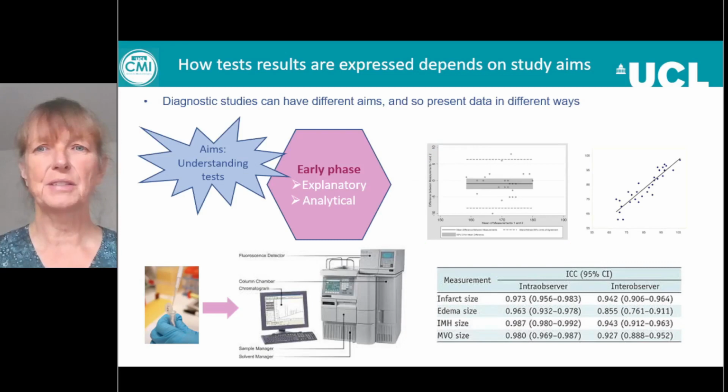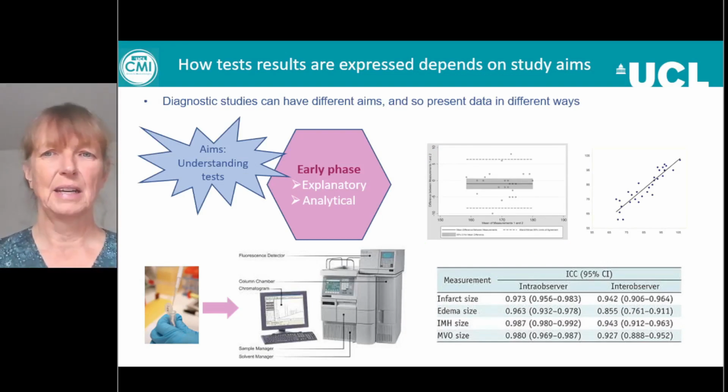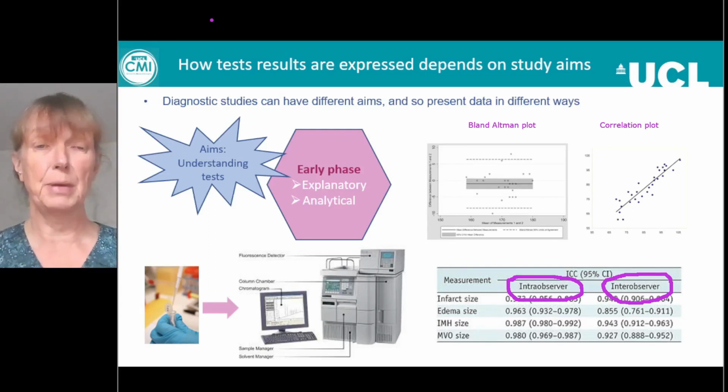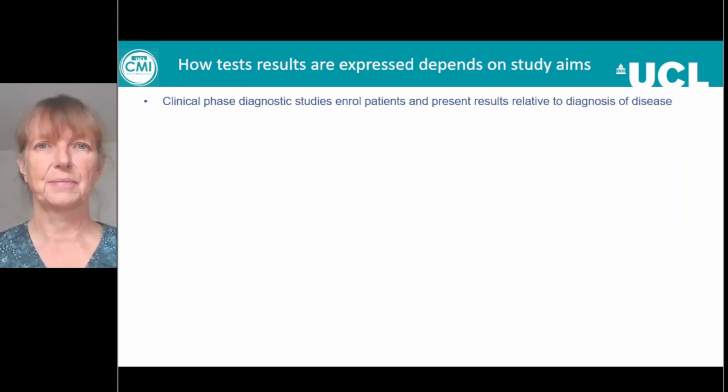So you're getting results, things like a comparison of the results within an observer and between observers. You're getting things like ICC, Bland-Altman, all these sort of things. So you're basically looking at the reliability of the test results in this analytical early phase study.